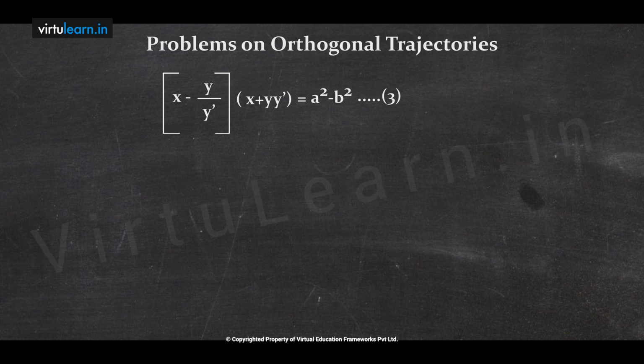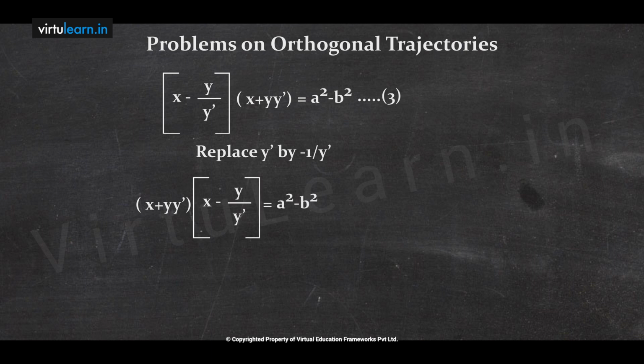After that, for getting the orthogonal trajectories, you have to replace dy by dx by minus dx by dy. Means dy by dx means here y dash, and dy by dx both are same. Now replace y dash by minus 1 by y dash, because minus dx by dy is nothing but minus 1 by y dash. Then I am writing here, when you replace y dash by minus 1 by y dash, the first bracket becomes x plus y dash. The second bracket becomes x minus y by y dash equals a square minus b square. This is equation number 4.